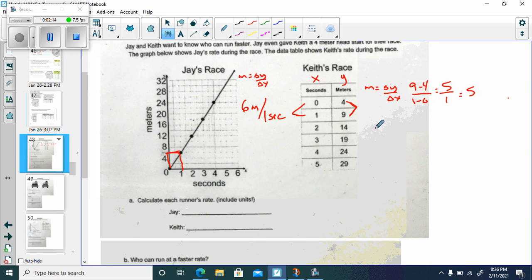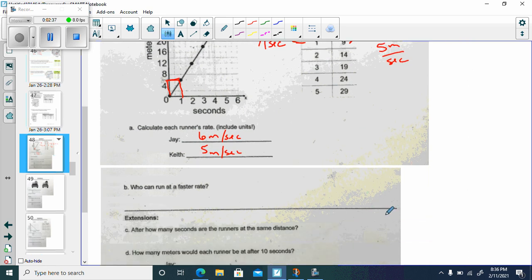So that's 5. And that would be 5 what? What's the y? Y is on top. 5 meters per, what's on the bottom? X is your seconds. 5 meters per second. Okay? So Jay runs at a rate of 6 meters per second. Keith runs at a rate of 5 meters per second. Who's running at the faster rate? Jay, okay, because he's going 6 meters per second, where Keith's only going 5.